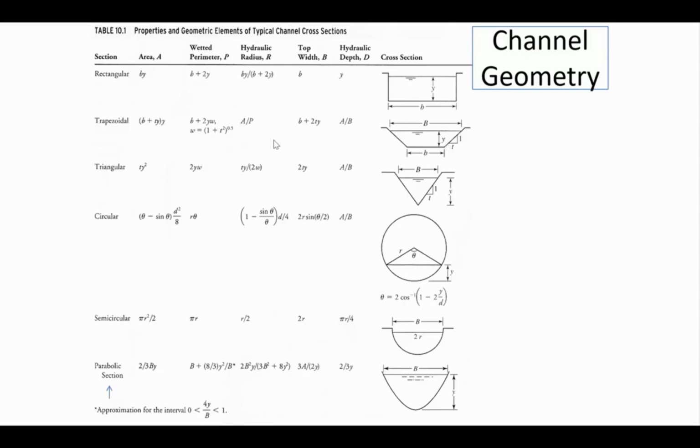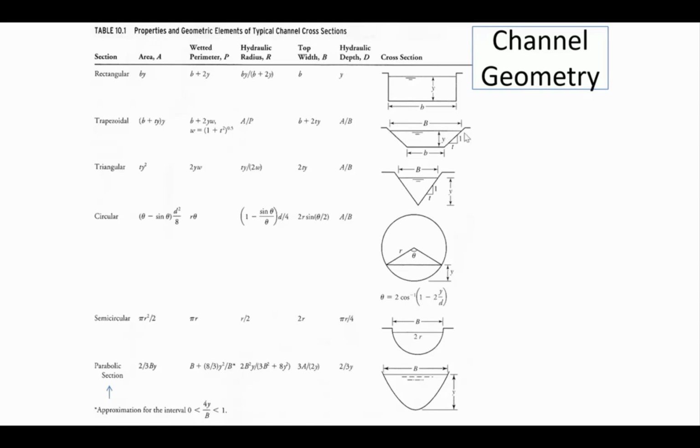And so with that side slope being defined, then you can find the length of the side of the channel with this formula for W. So 2 times Y times W. So all of these different shapes, you can find the wetted perimeter distance. Hydraulic radius, remember, is the area divided by the wetted perimeter.